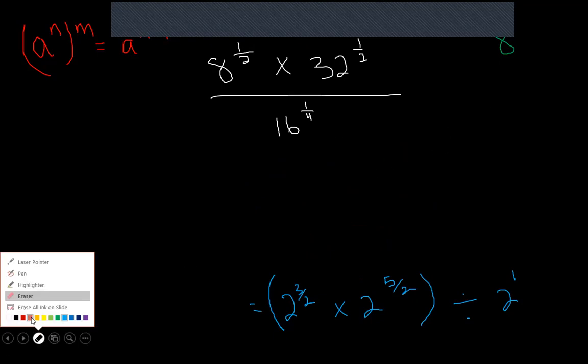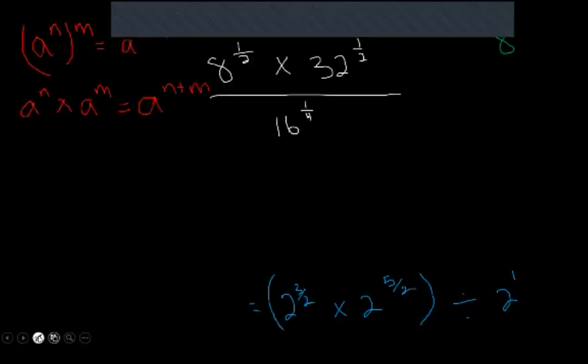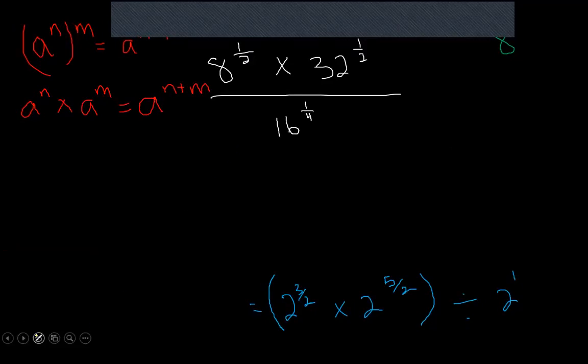What's another rule I could apply here? It's the first rule that I taught you. So a to the power of n times a to the power of m, you add the indices. So this is what you get. Let me continue this in green. So I would add these powers to get 2, 3 on 2 plus 5 on 2. That's going to give me 8 on 2.